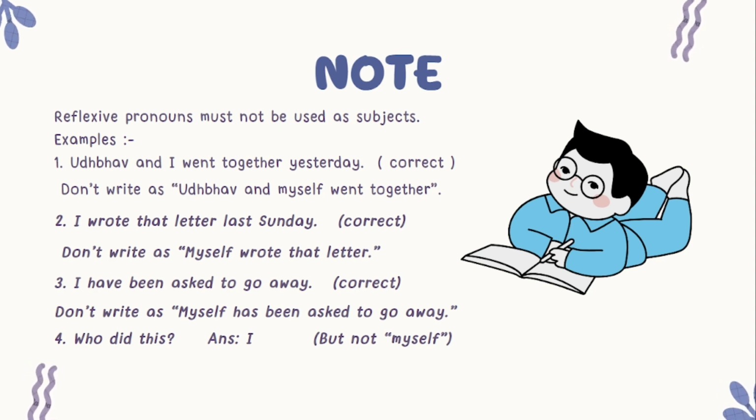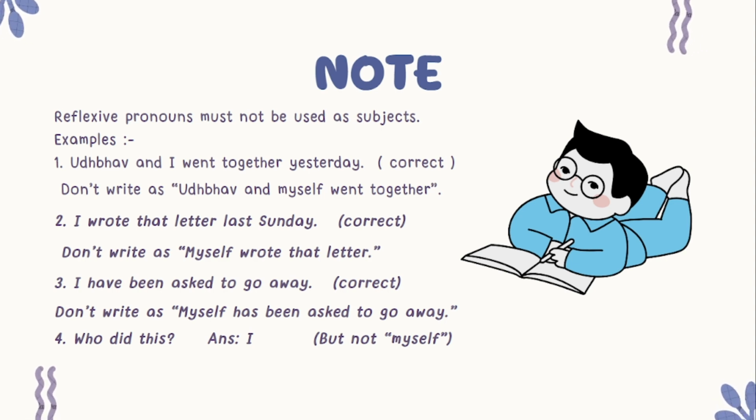Suppose you wanted to give the answer in the form of a sentence. How to frame the sentence? Let us see. Who did this? Answer is I did this. Subject is I, did is the verb.